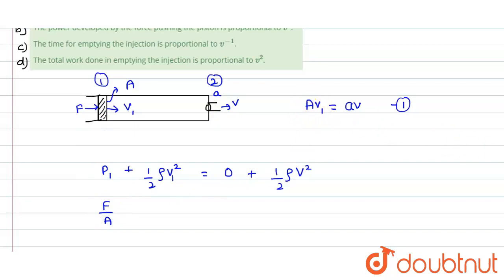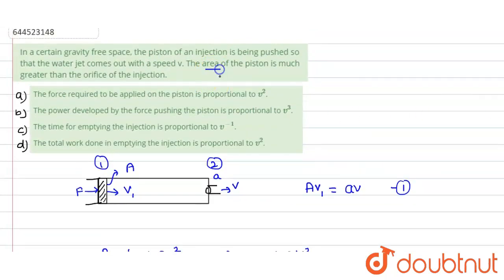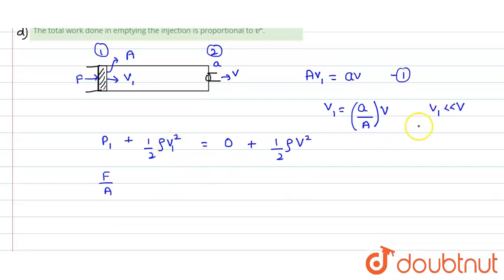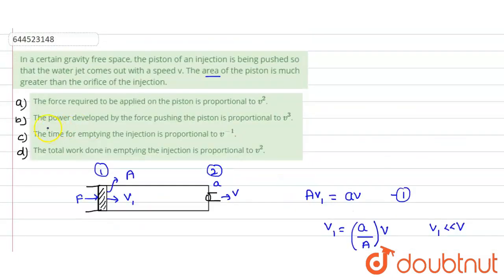Now it is given that the area of the piston is much greater. If capital A is very large, we can say that V1 would be equal to small a by capital A times V. Then V1 would be very small as compared to our velocity V, so we can neglect this term. We can treat V1 as equal to 0. So the force would be equal to rho V square divided by 2, corresponding to our A option. Then the force would be proportional to V square. That means our A option is the correct option.